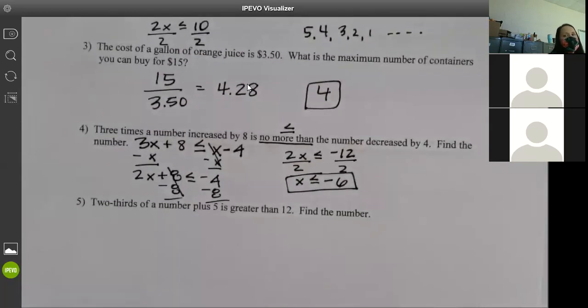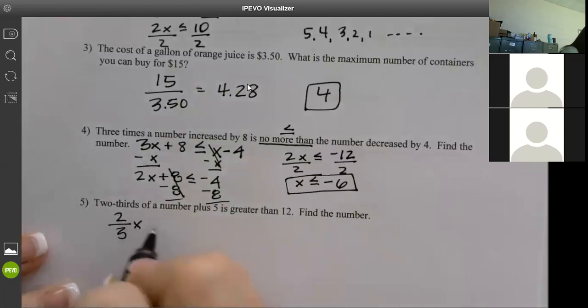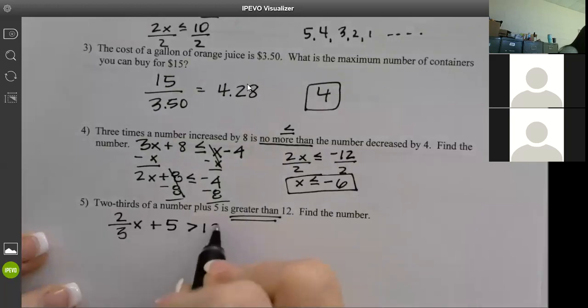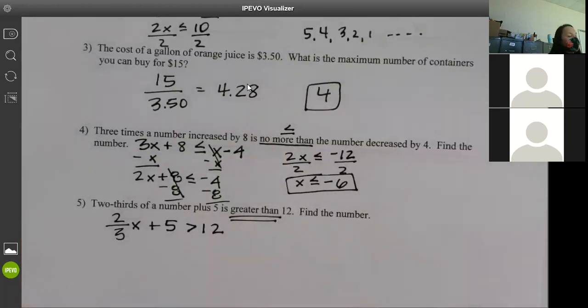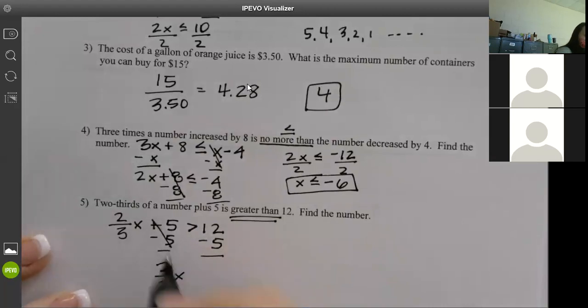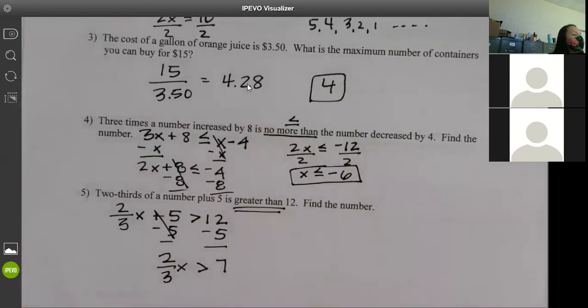And then the very last one. 2/3 of a number. How do I write "of a number"? Perfect. Plus 5. This one spells it out for you. Is greater than 12. How do we solve this one? Subtract 5. We get 2/3 x because the 5 cancels out. Is greater than 12 minus 5, which is 7.